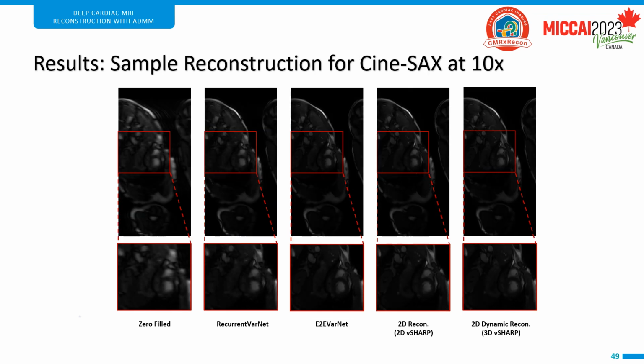Continuing our evaluation, let's shift our focus to a Cine short-axis sample from the validation dataset, this time with a higher acceleration factor of 10. Similar to the previous scenario, both the baseline and our proposed methods show substantial improvements over the zero-filled reconstructions. However, a closer examination of the reconstructions reveals that both of our methods exhibit fewer noticeable artifacts.